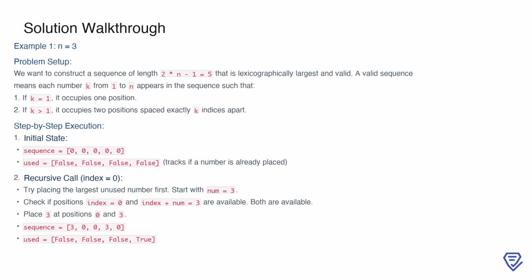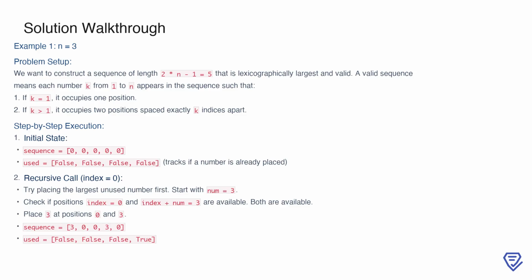To solve this problem, we need to construct a sequence of length 2n - 1, which in this example equals 5. The sequence must be both valid and the lexicographically largest. A valid sequence ensures that for each number k from 1 to n, if k equals 1, it occupies one position, and if k is greater than 1, it occupies two positions spaced exactly k indices apart.